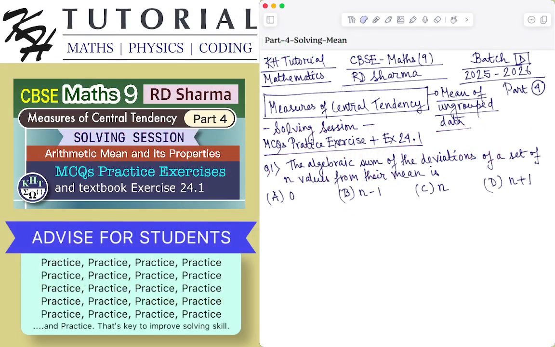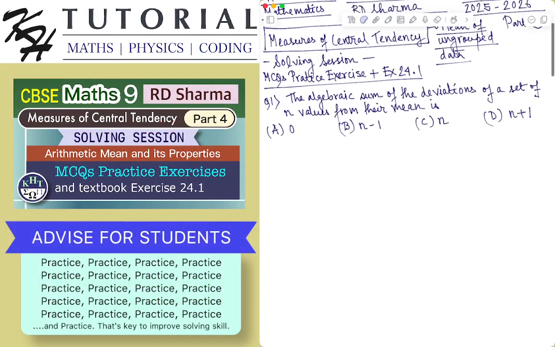Okay, the first problem says that the algebraic sum of the deviations of a set of n values from their mean is... Now this is a very important property you should always keep in mind. If you forget the result, then you should always be able to find what will be the algebraic sum of deviations of some observations from their mean. The answer is 0, but why is it 0?